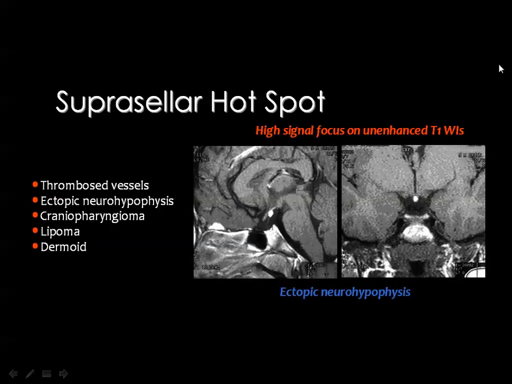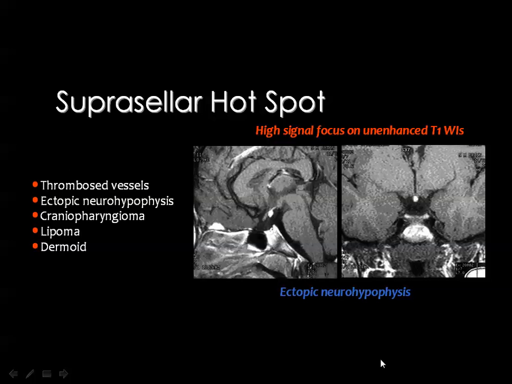The suprasellar hotspot is a bright lesion in the T1 weighted image seen in the suprasellar area. One of the common lesions here is the ectopic posterior pituitary. You know the posterior pituitary is bright in the T1 weighted image. It is usually seen posterior to the anterior pituitary, but sometimes it is located in the suprasellar area near the tip of the upper end of the infundibular stalk.